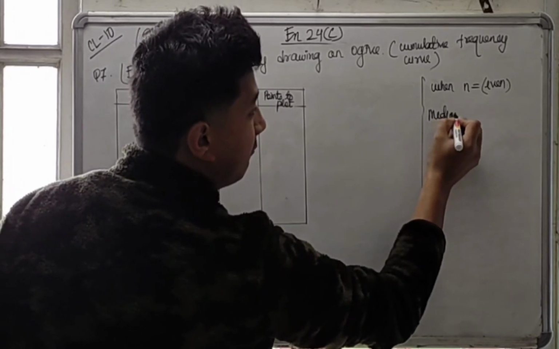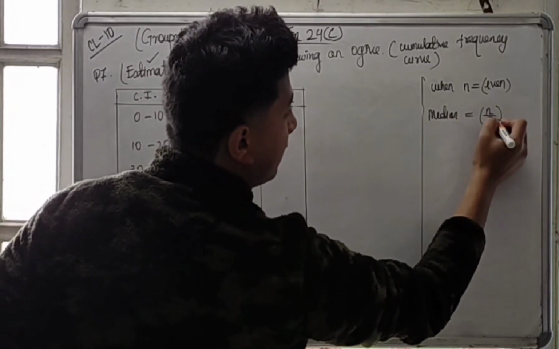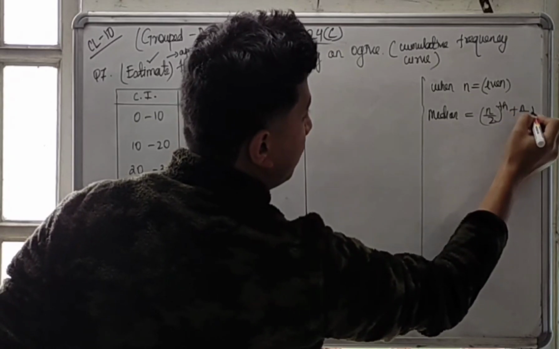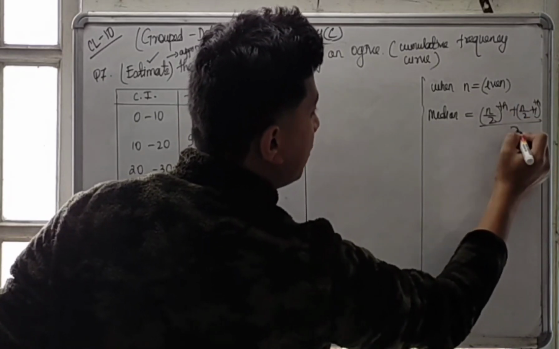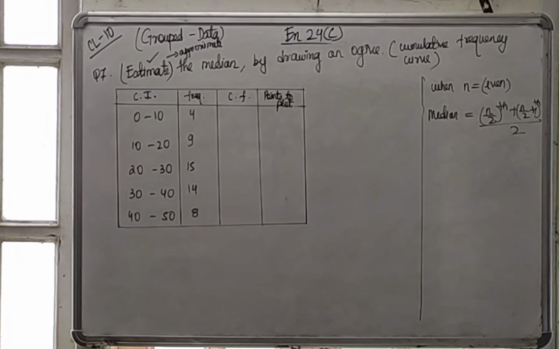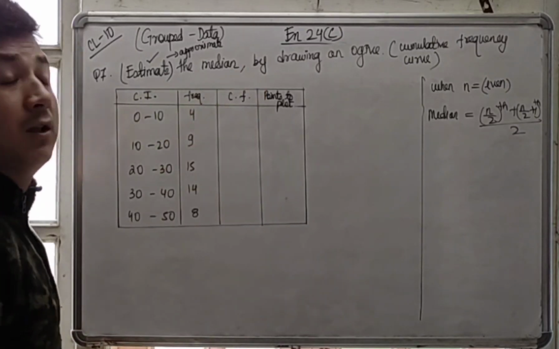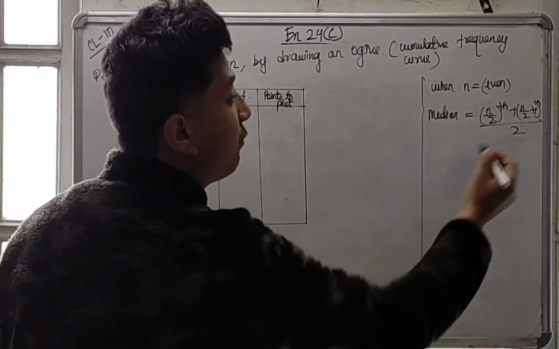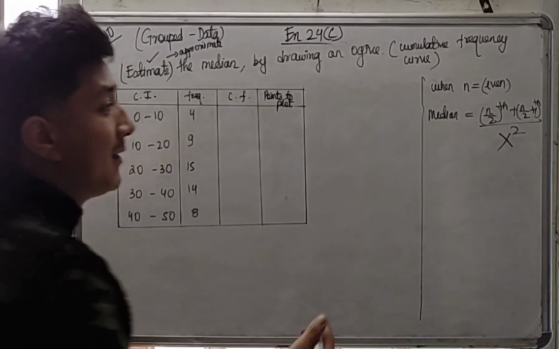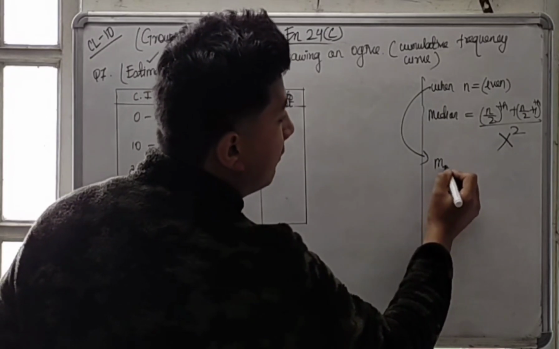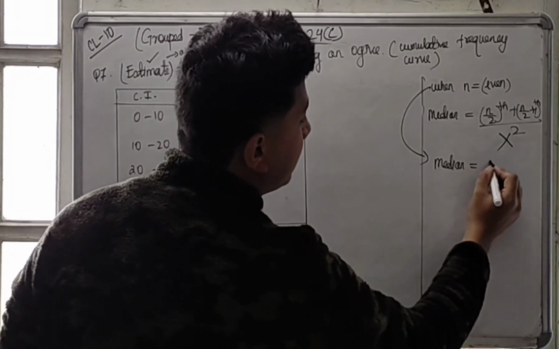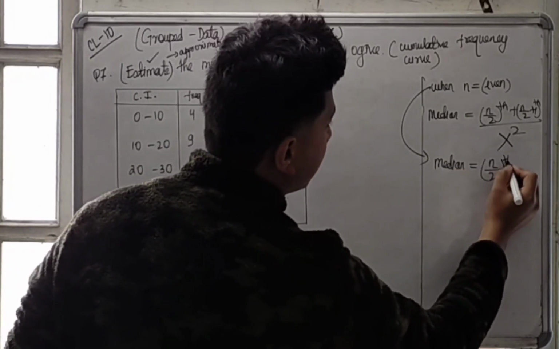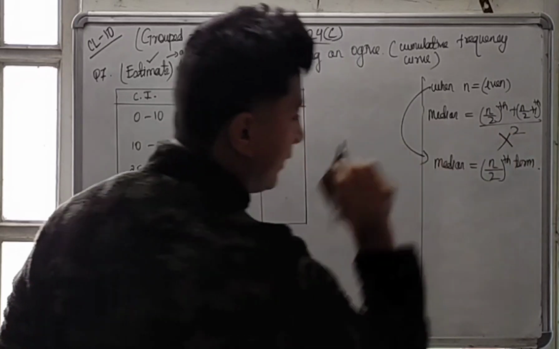The formula to find the median was (n/2)th plus (n/2 + 1)th, divided by 2, isn't it? This formula is not applicable. Am I clear? Whenever we are doing sums on ogives and finding the median, the formula for the median when n is even is not used. Instead, when n is even, the median will be very simple and easy. That will be the n by 2th term. So please be clear with this.